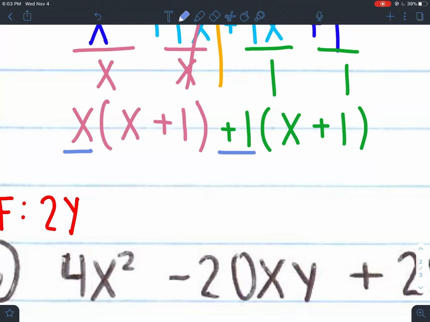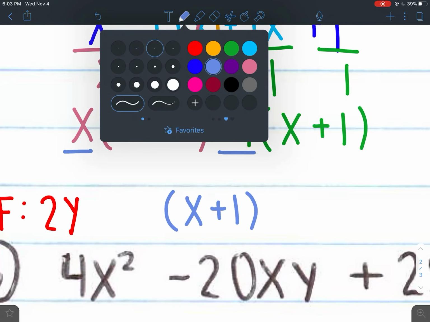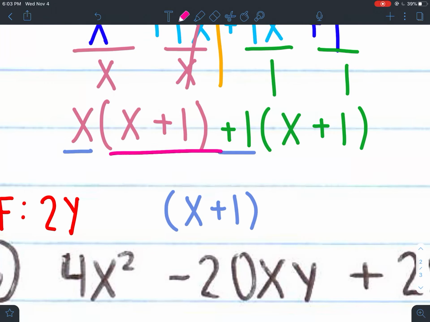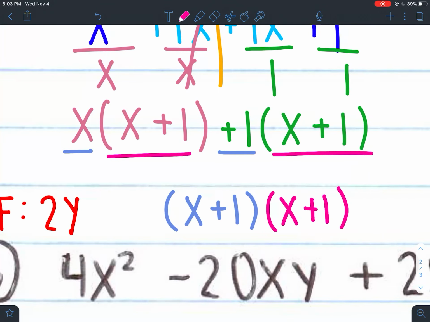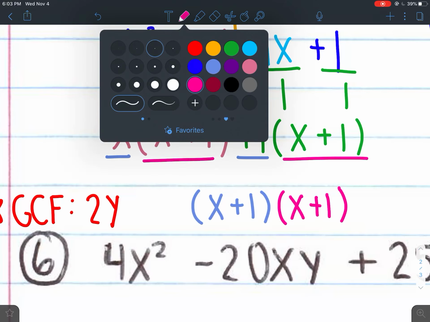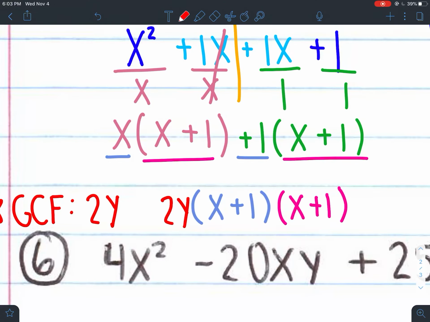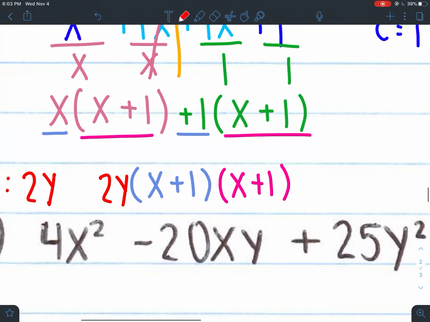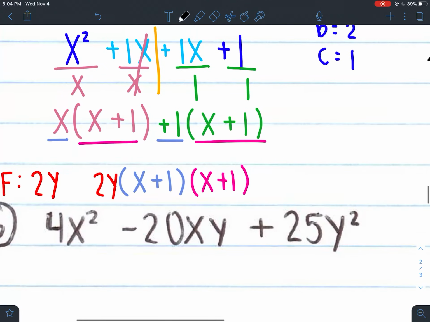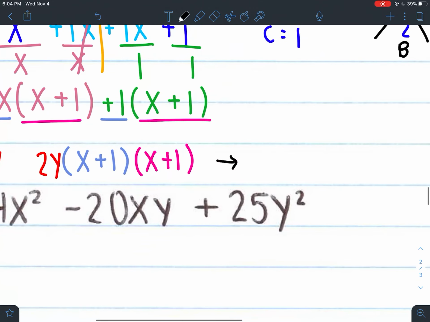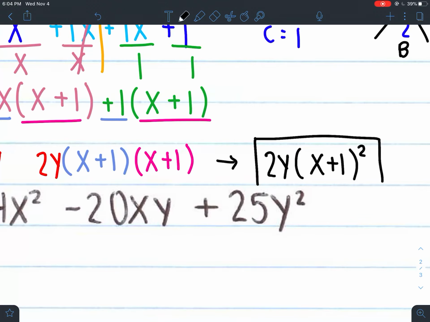So your greatest common factors go together in a set of parentheses to make your first factor. So x plus 1 is our first factor. And then our next factor is going to be x plus 1, because that's the matching set. But is this our final answer? No, because we have to tack on that 2y. But what else do we notice? We have duplicate factors. These are the exact same thing. So we have to rewrite this so that it's 2y and then x plus 1 squared.